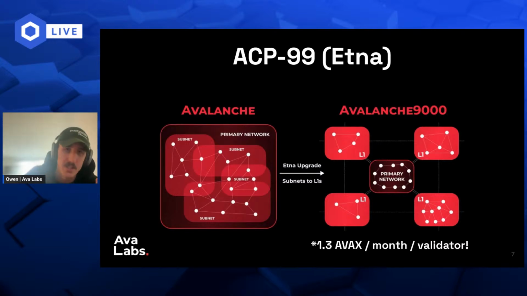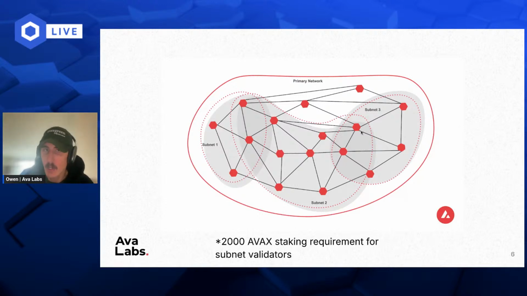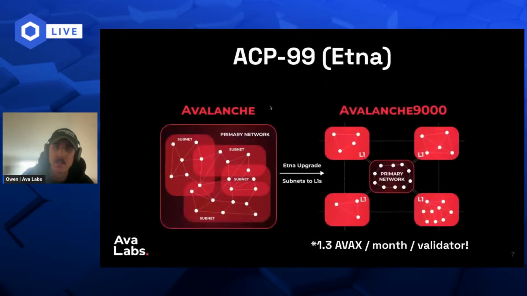And so a big part of this upgrade in December, we removed the 2,000 AVAX staking requirement for primary network validators. And now, if you want to be an Avalanche L1, is what we're calling it, subnets to L1s, of your own sovereign validator set, then each validator only has to pay a 1.3 AVAX per month fee. So if you look here, there's 4 validators in this picture example, right? So each one of those would pay 1.3 AVAX per month.